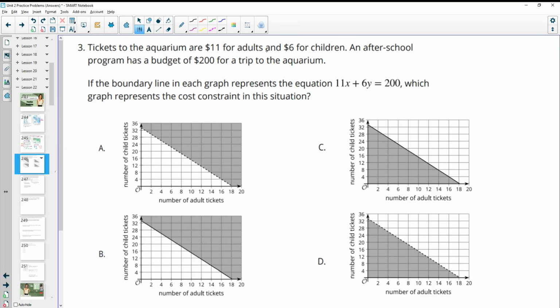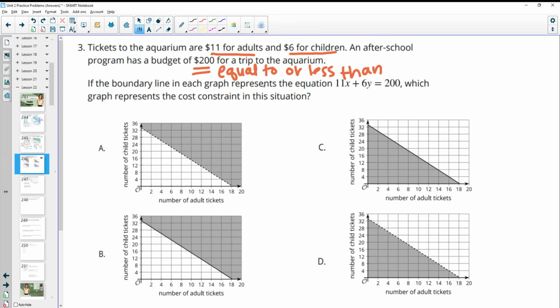Number 3, tickets to the aquarium are $11 for adults and $6 for children. An after-school program has a budget of $200 for the trip. Now, if their budget is $200, that means they can spend $200. Okay, so they can have equal to $200 for this. Or they can spend less than. Okay, so they can spend equal to or less than the 200, right? So if they spend just 150, that's fine. But what they can't do is spend more than 200.